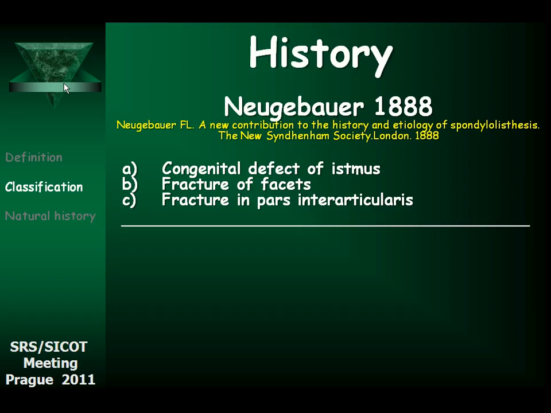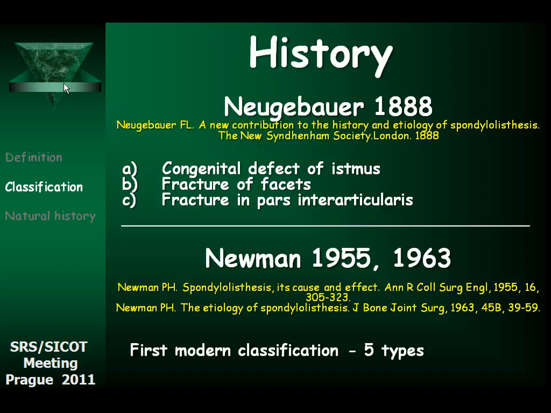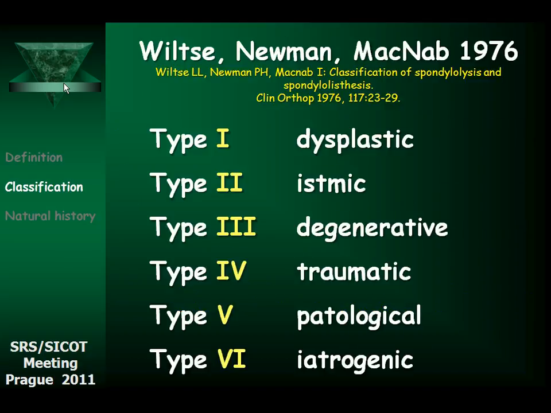And nowadays the history started with Neugebauer in 1888. Neugebauer divided spondylolisthesis into congenital defect of the isthmus, fracture of the facet, and fracture in the pars interarticularis. The modern historic classification starts with Newman in 1955 and 1963, and he divided spondylolisthesis into 5 types. The most modern classification at this time started with Wilson, Newman, and McNab from 1976.